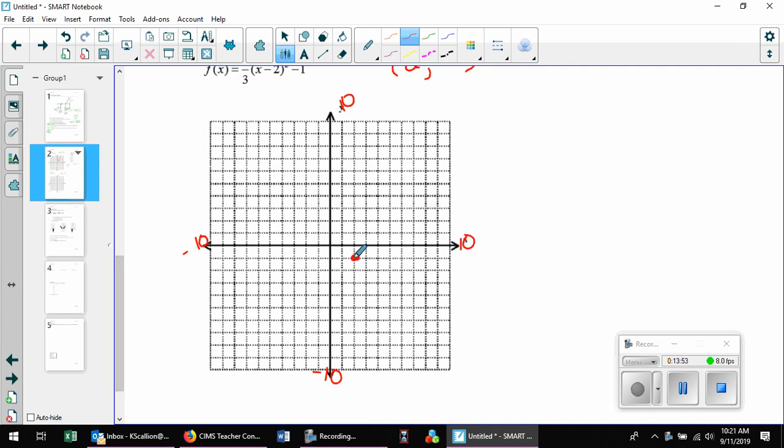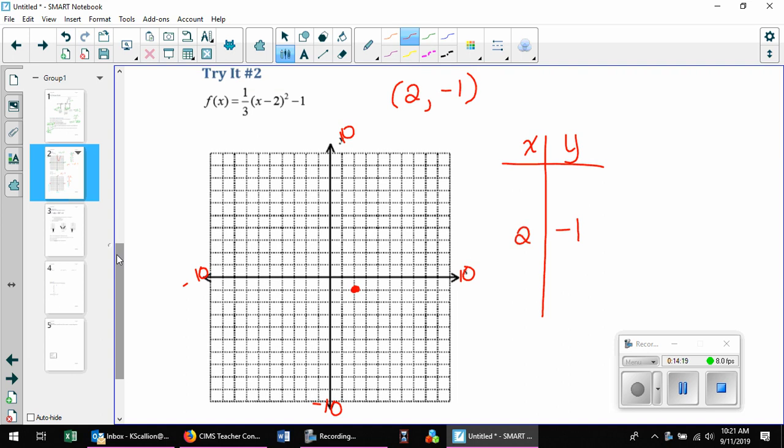And then is it opening up or down? Up. And what do you anticipate about the width of your graph? Is it going to be narrow or is it going to be wide? It's going to be wide, right? Because it's a fraction. Okay, so let's do our table of values. And I said we're going to put our vertex right in the middle. So I've got 2, negative 1, and I'm going to substitute into my equation. We're going to pick some values. So 1 and 0, 3 and 4. So I'm going to put 0 in first.